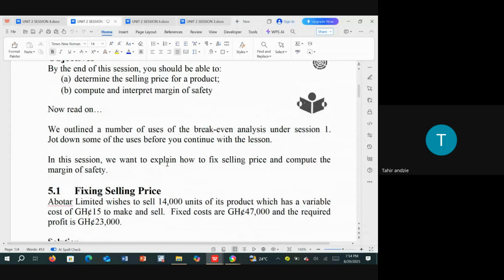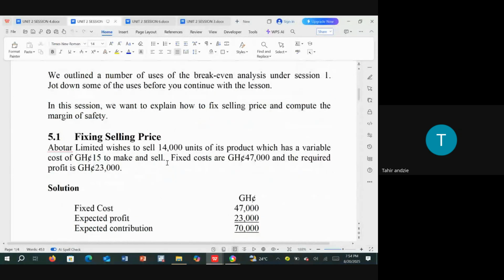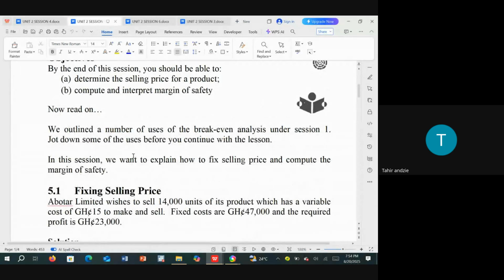Okay, we said it can be used to determine the break-even point, the point where there's no profit nor loss. It can be used to determine the selling price. It can be used to know the quantity to sell in order to make a given target profit. There are so many uses of the break-even analysis we talked about. Please go through in Session 1. So you should be able to understand. So outline those number of uses that we have.